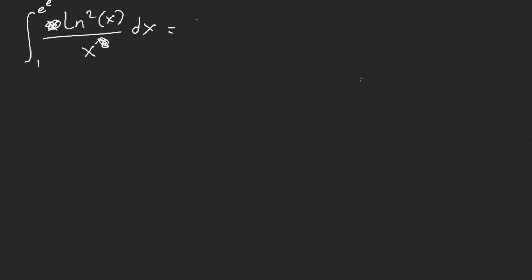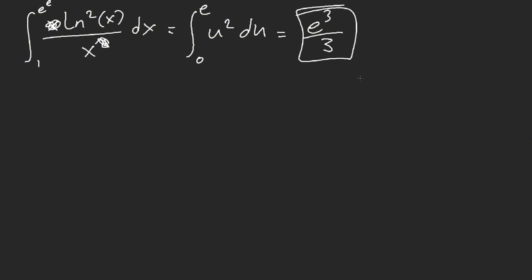Let u equal ln of x, you get 0 to e, right? And that's where e cubed over 3 comes from, right? Just by power rule. So that's what I got, and that should be correct.